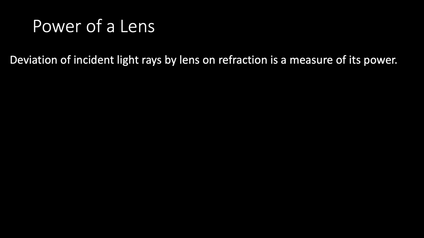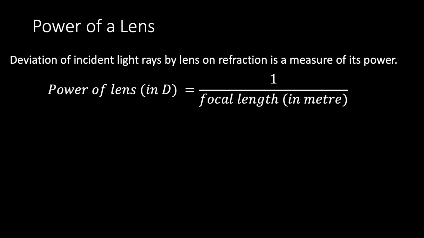Let's take a closer look at the power of lens. Deviation of incident light rays by lens on the refraction is a measure of its power. Power of the lens in diopter is equal to 1 upon focal length. Focal length should be in meters. P is equal to 1 by F. If F is in meter, you will get the answer in diopter.